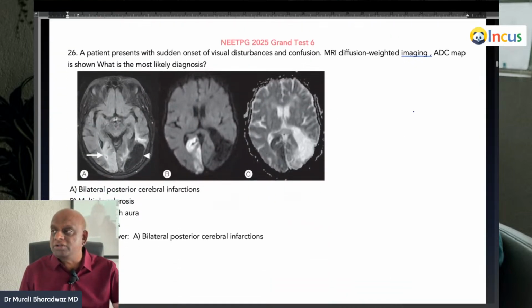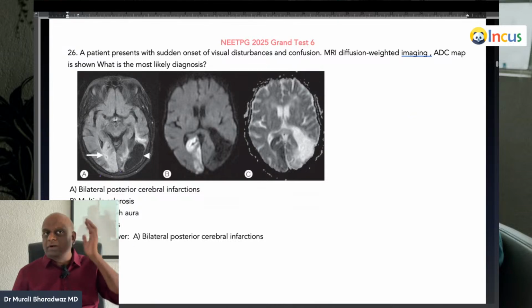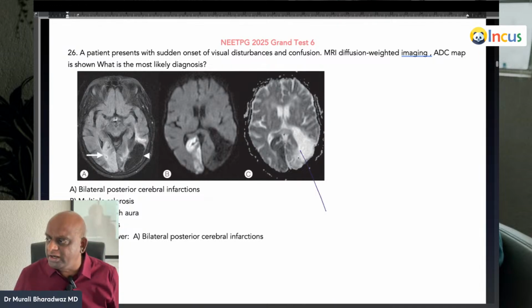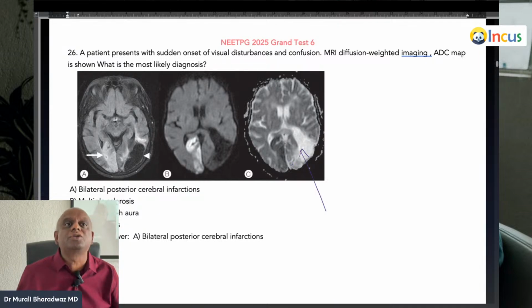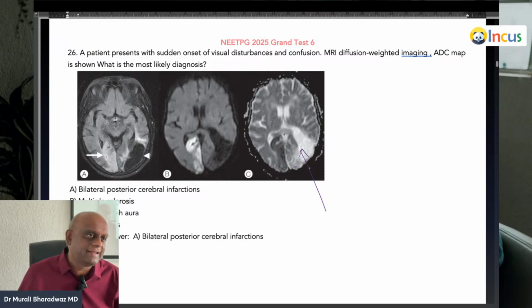A patient has sudden onset of visual disturbances, confusion, MRI diffusion imaging is being done. So whenever visual disturbances are there, what is the cause, doctor? The occipital lobe, where the primary visual cortex is located. Primary auditory cortex is located in the temporal lobe, auditory cortex.